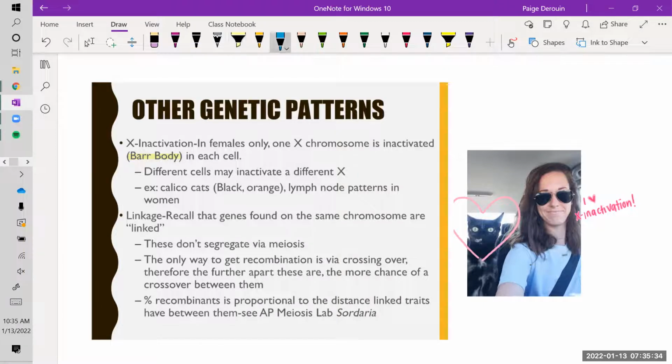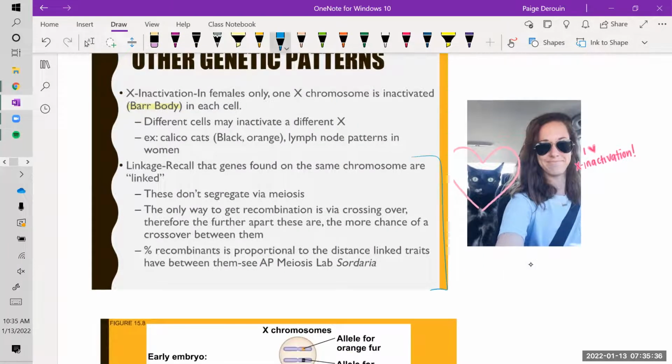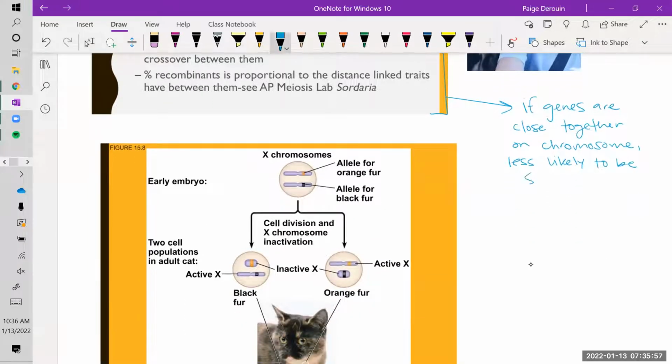So I'm just going to make a note that says, if genes are close together on chromosome, less likely to be isolated, separated by crossing over, which equals linked.